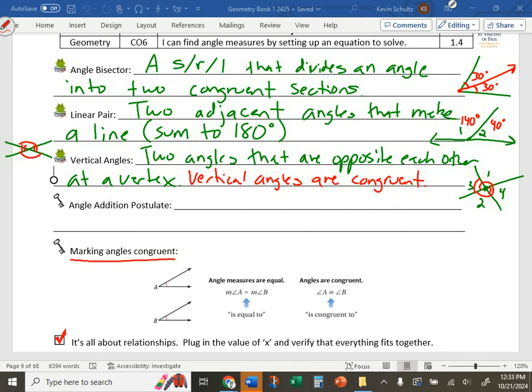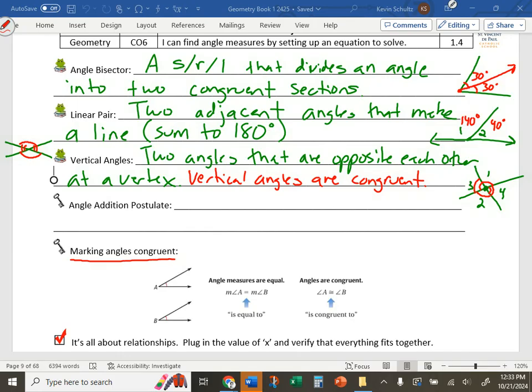Why do the middle ones go from left to right, so it goes together? I don't know, that's a good question, Hugo. Aiden: can vertical angles have more than two congruent angles? No, vertical angles are only two. Yeah, that's a good question.